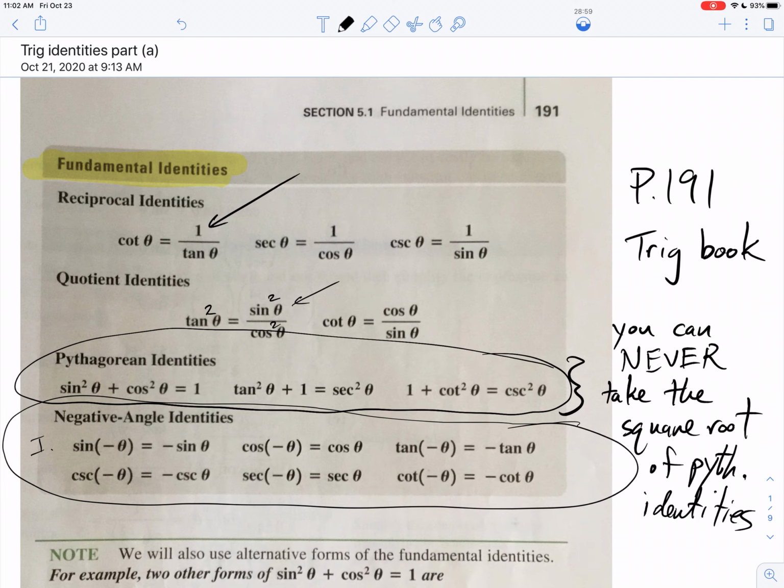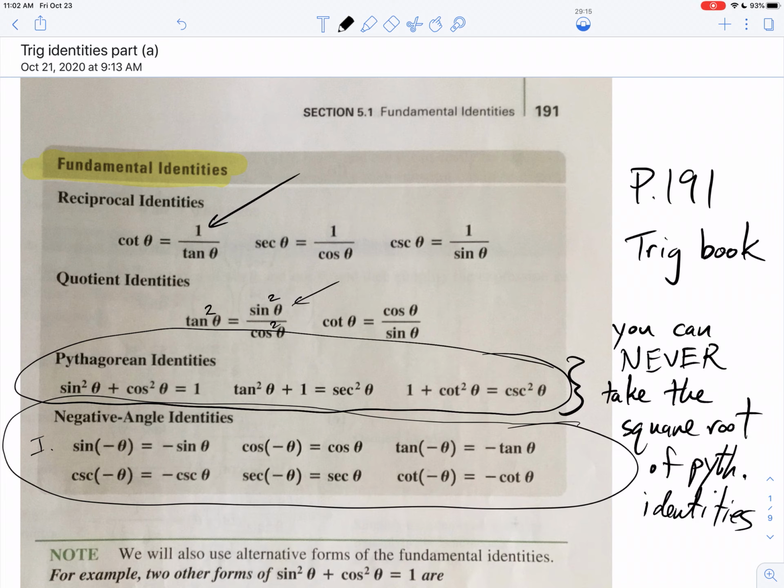All right, so guys, guess what? Page 191, all that stuff in there, you got to memorize that stuff. You do. Or you could derive it every time and draw reference triangles and build it, but I don't think you want to do that. I really don't think you want to do that.